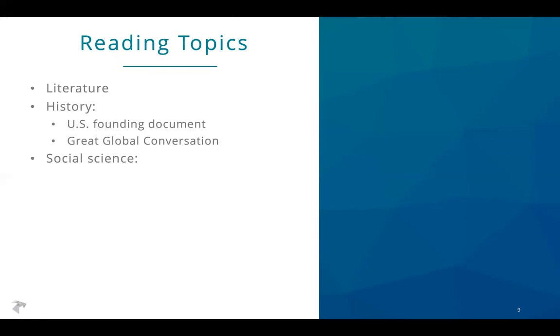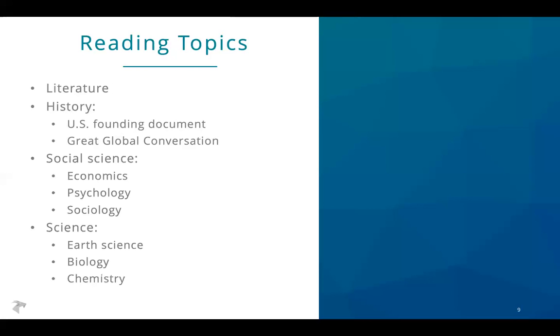Then there's a social science passage that will pull from economics or psychology or sociology. And there will be actually 2 science passages, and those generally pull from an earth science or biology or chemistry or physics.